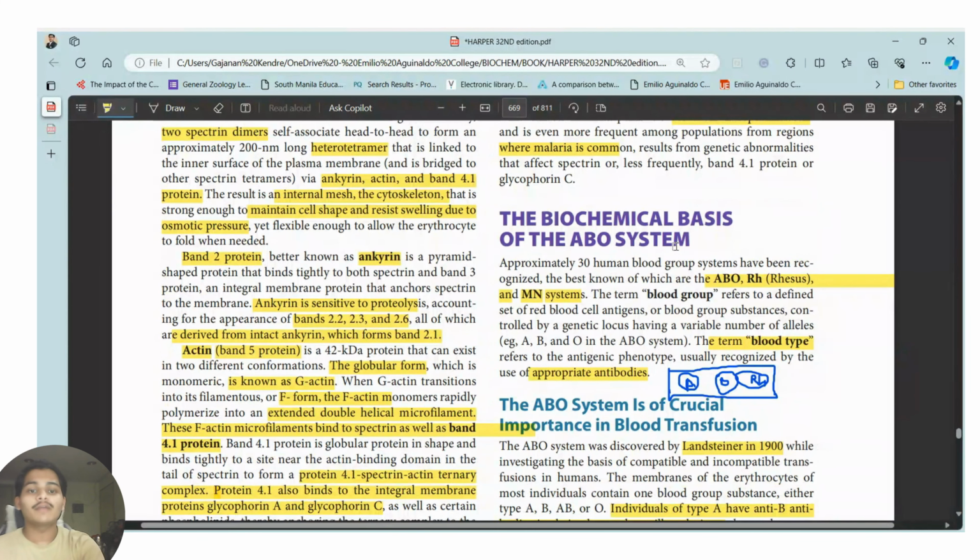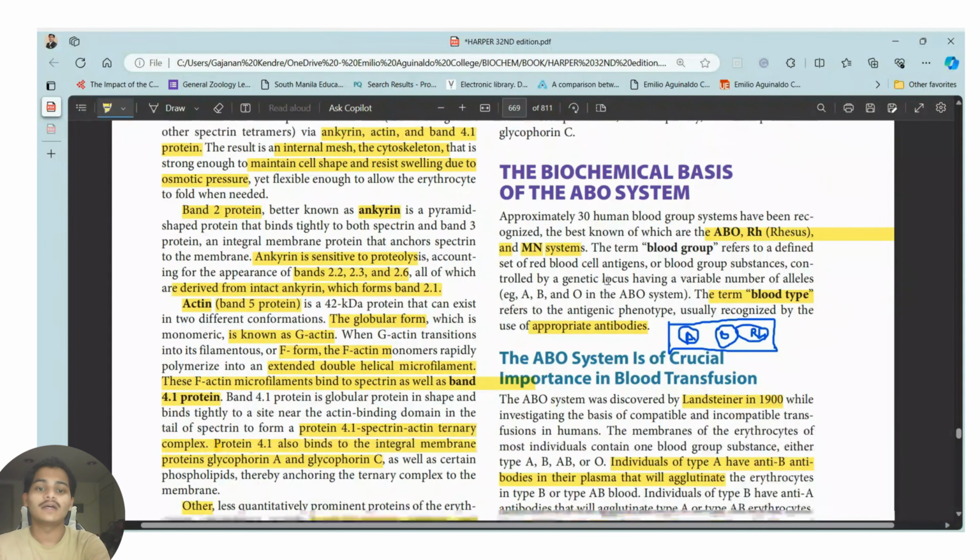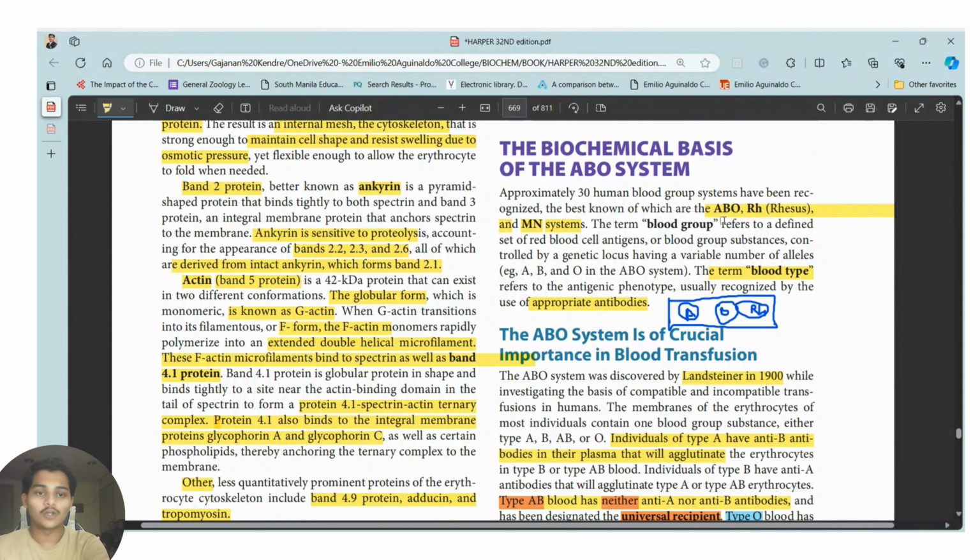Then the biochemical basis of the ABO system. Finally, in the last part of this chapter, the ABO system, or the blood grouping system. The term blood group refers to a defined set of red blood cell antigens and blood group substances controlled by the genetic locus having variable numbers of alleles. The term blood type refers to the antigenic phenotypes usually recognized by the appropriate antibodies.